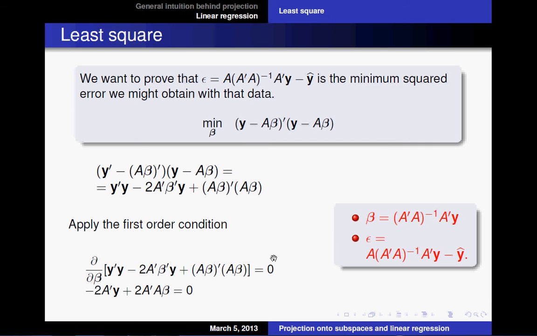So what did we prove? We proved that the projection is exactly the vector which minimizes the squared error, and we proved that the squared error is indeed the one we obtain by projecting.